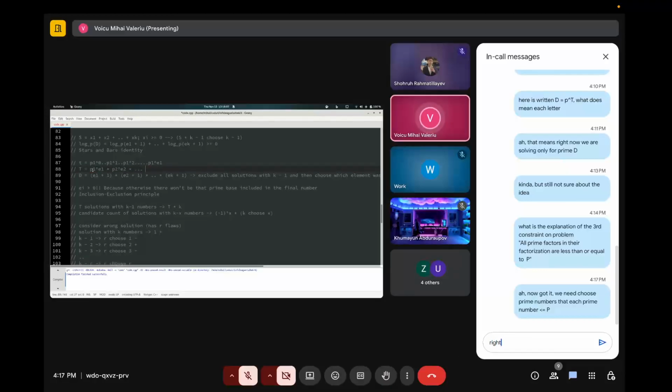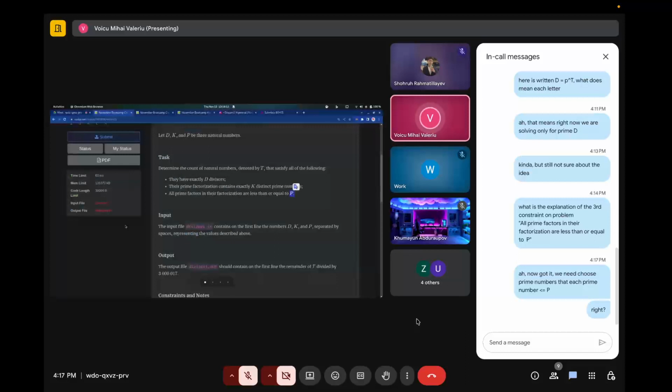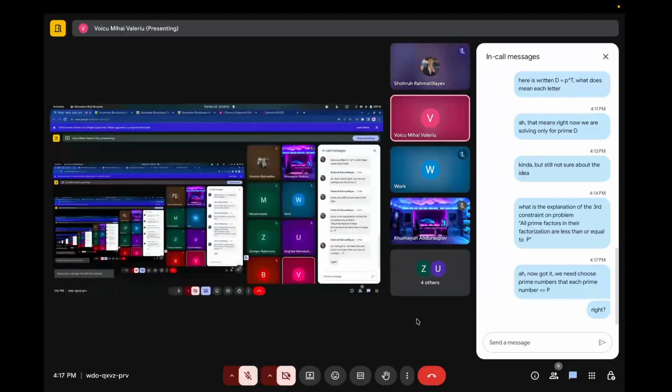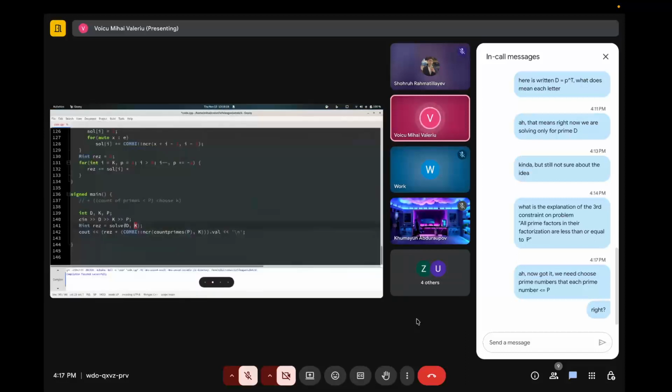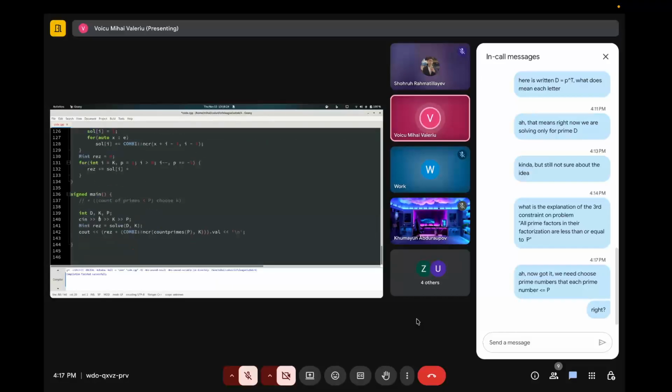So then what is sufficient to do is count the number of ways to split D as a product of K divisors. We try to calculate in how many ways we can choose these E1, E2, and so on. And at the end, we just multiply by the number of ways we can choose K prime bases out of all the prime powers that exist.